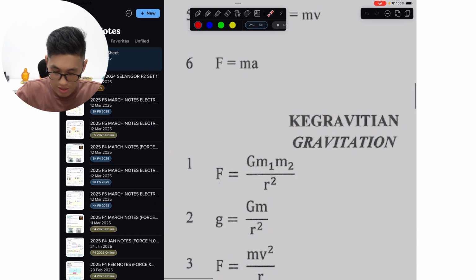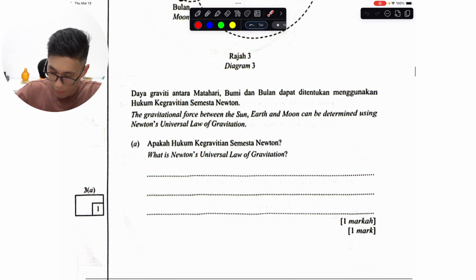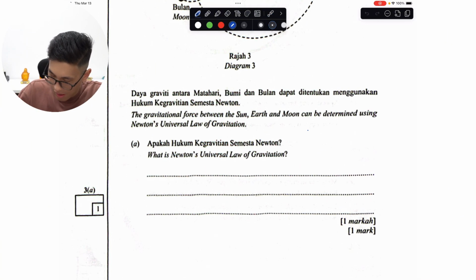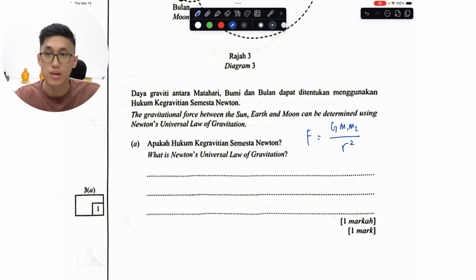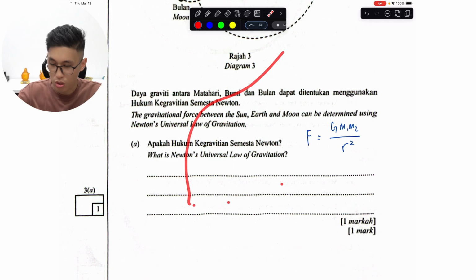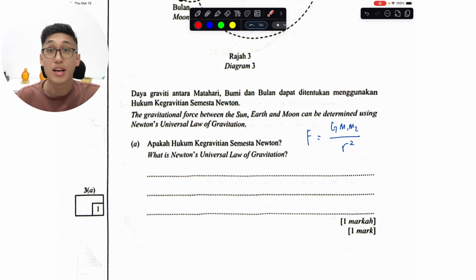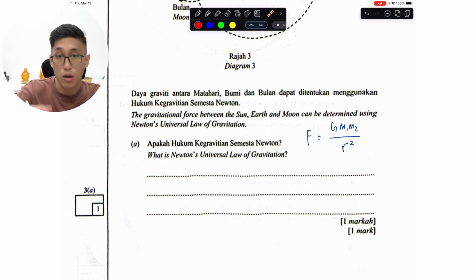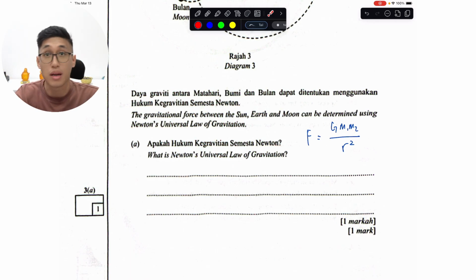Okay, I'm gonna write this down on our paper here. F equals G M1 M2 over R squared. Okay, so let's try to write this into words. Now the first thing is we want to compare the force and these two masses. So this M1 M2 is basically the mass of object number 1 and the mass of object number 2.